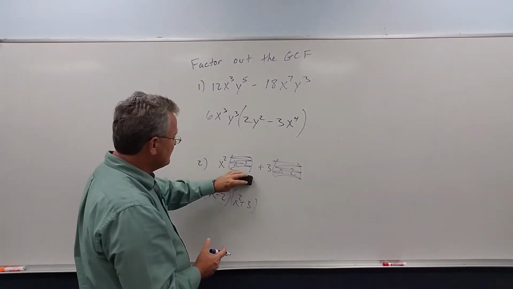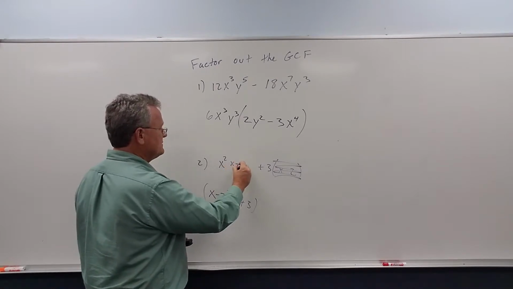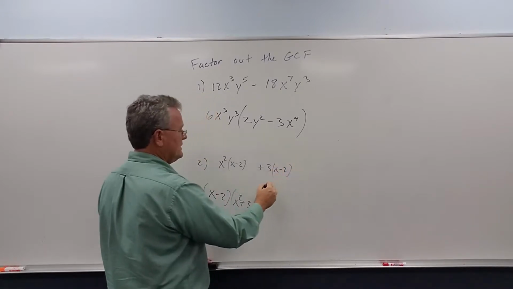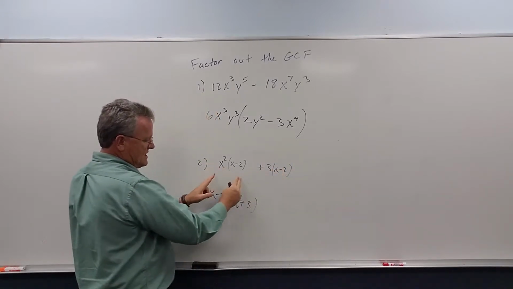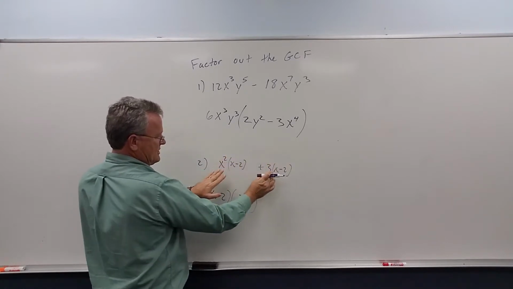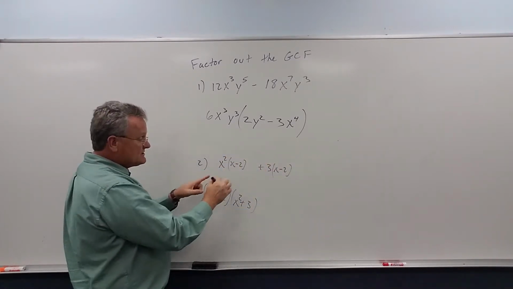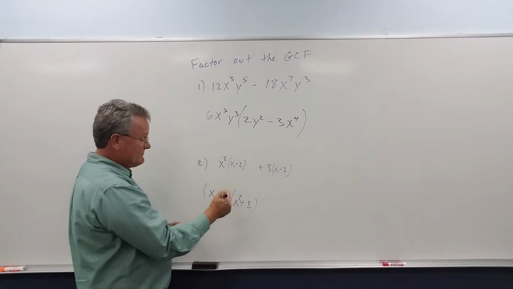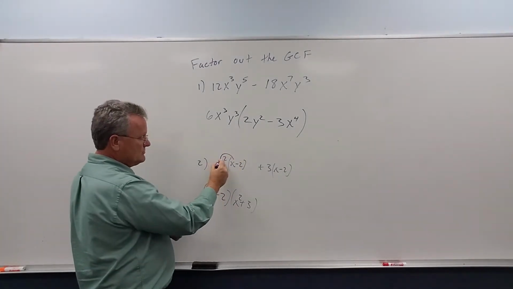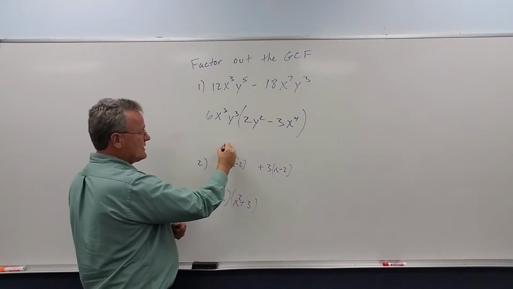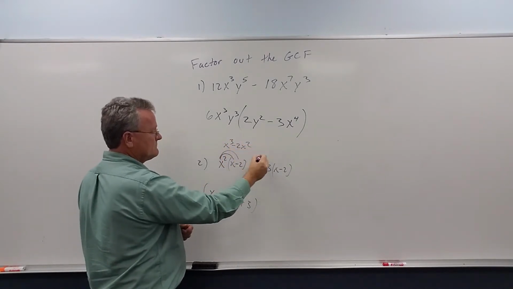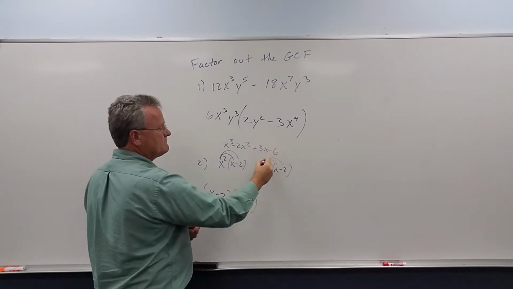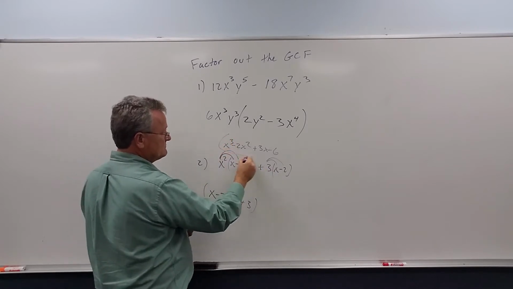Now let me just illustrate something. So I took out the x minus 2 here. Here I took out the x minus 2. So that was the biggest factor that was in both terms. I pulled that out. When I pulled that out, I was left with x squared plus 3. Let's multiply these and add them together and show that we get the same thing. Notice we get x cubed minus 2x squared plus 3x minus 6. Okay, that's what this is equal to.